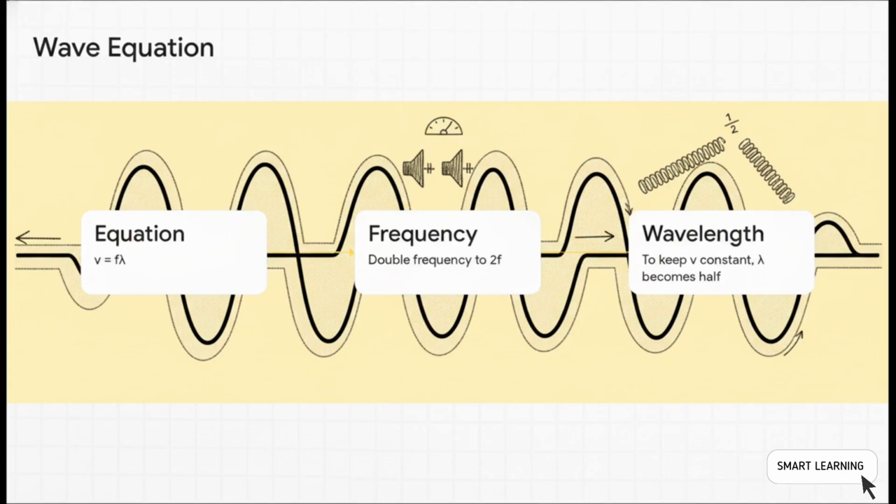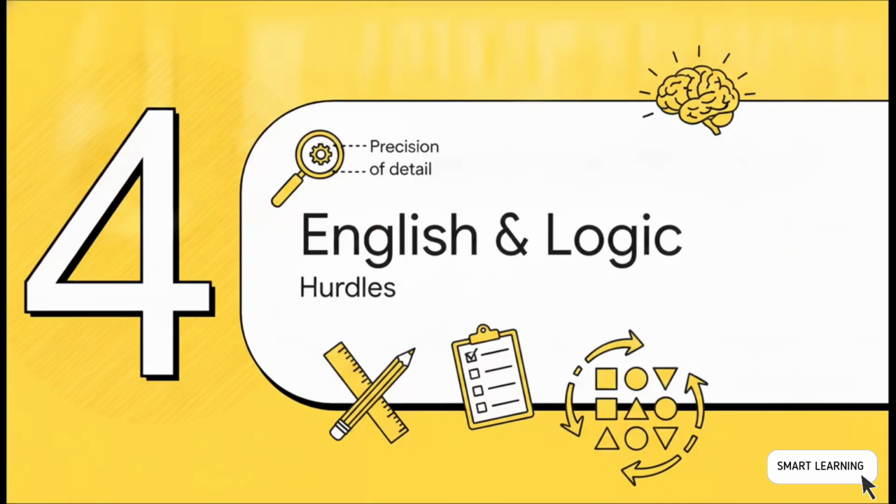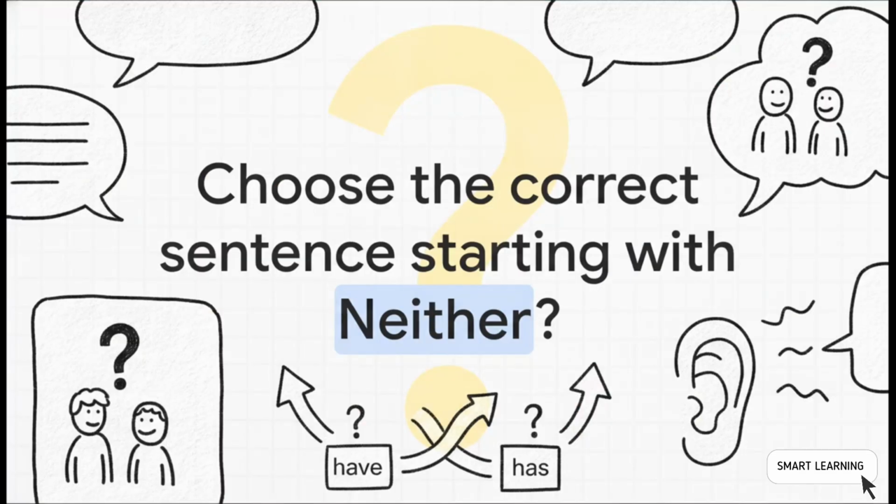And here's a spin-off question for your notes. If the wavelength of a wave triples while frequency is constant, what happens to its speed? Enter our final subject block, English and logic hurdles. Do not sleep on these. They test ultimate precision. Let's look at this English challenge.